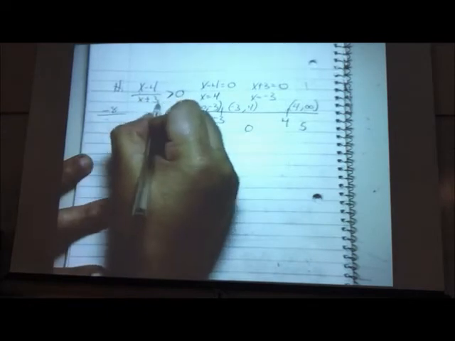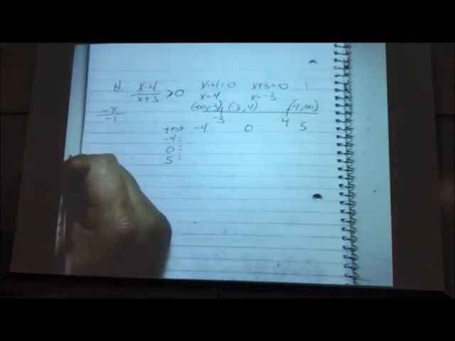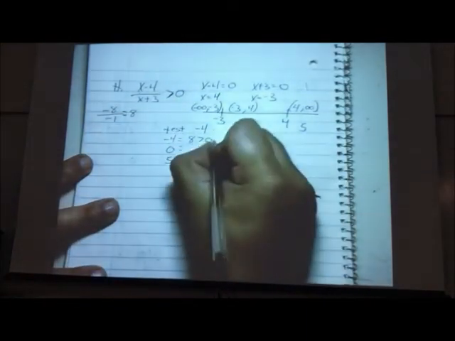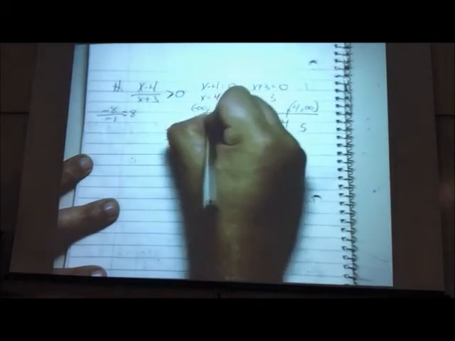Negative 4 plus 3 is negative 1. What happens when I have a negative 8 over a negative 1? It becomes positive 8. Is 8 greater than 0? Yes. Please, let 0 win this time.